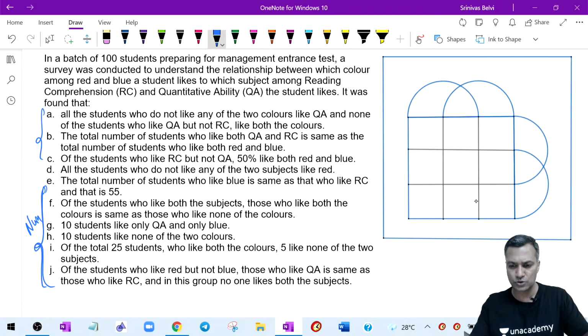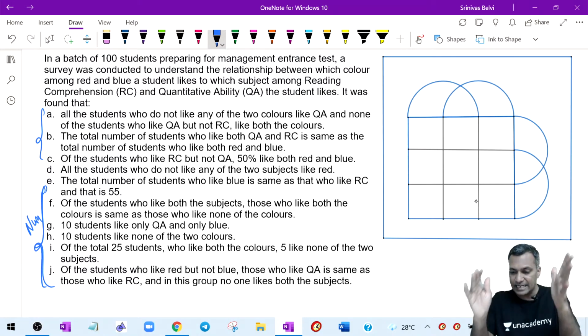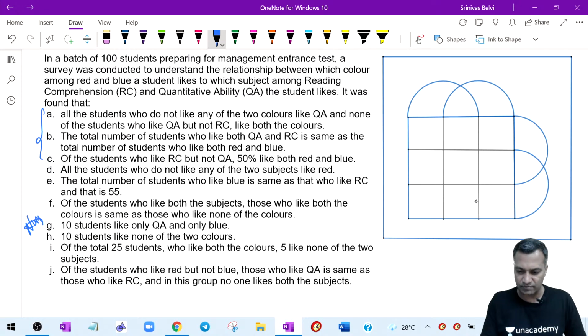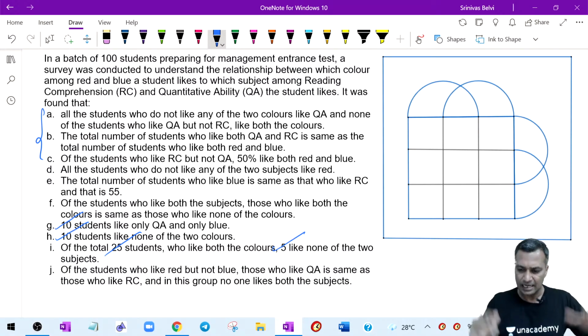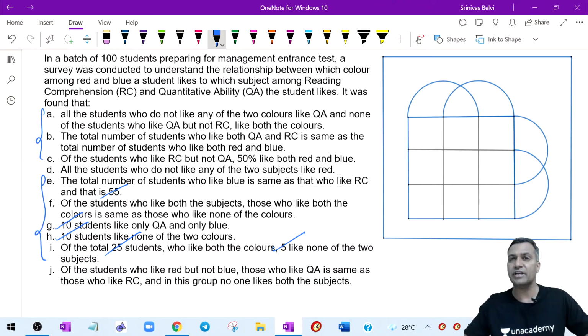How do you want to start? You want to start on a specific note, or give some attention to the generic and then get on to the specific. Which strategy is right? There is nothing right or wrong. After reading, somebody should understand that there is a lot of specific information here, like 10, 10, 25, 5, 55. There are a lot of numbers out there.